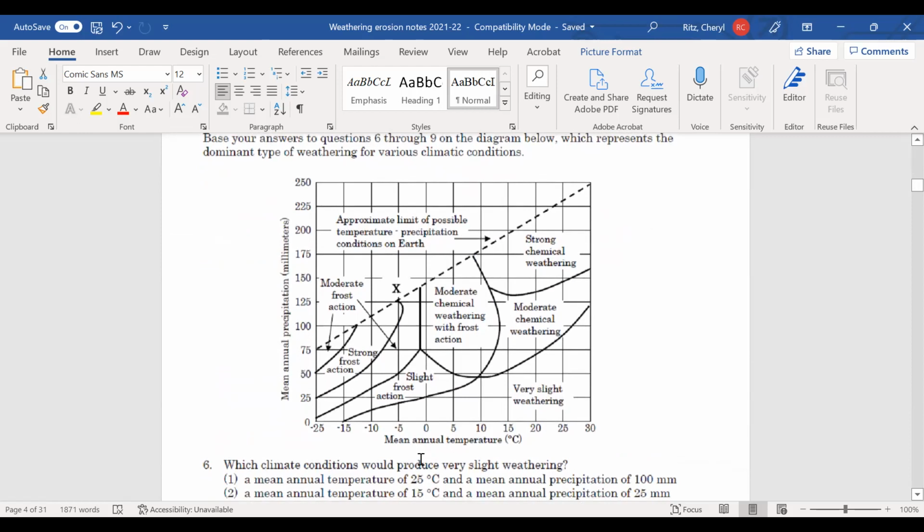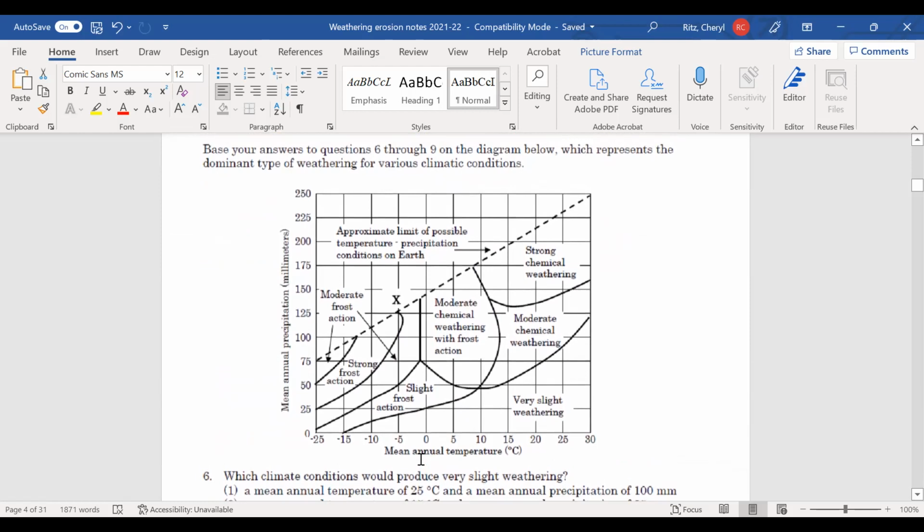All right. On to the next page, which remember with earth science, and anything in life really, you should be reading all the words. At the top here, it says, base your answers to questions 6 through 9 on the diagram below, which represents the dominant type of weathering for various climate conditions. Now we're going to look at this graph. Your first thought is probably, holy cow, that's a lot of stuff going on. That's super messy. I can't do it. I don't even want to try. I get that, because that's kind of my initial reaction. That is an ugly graph.